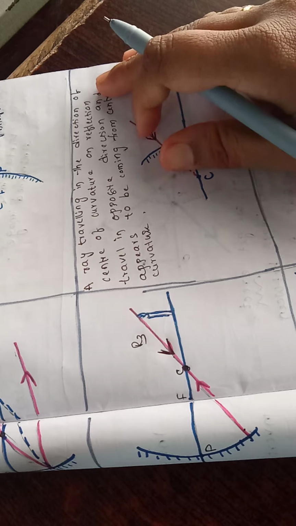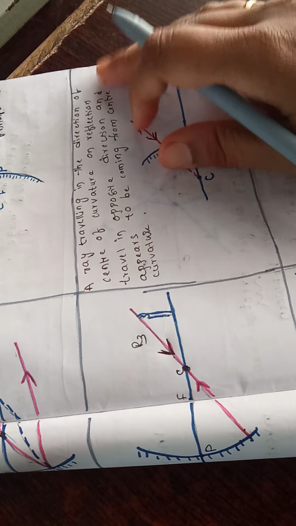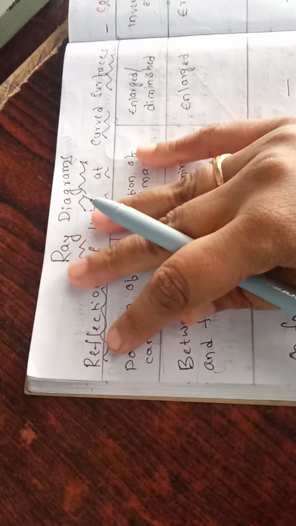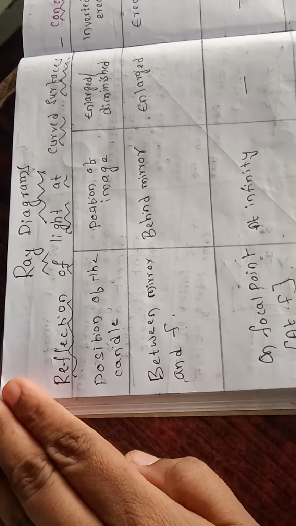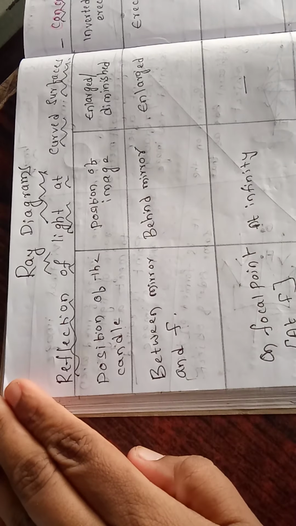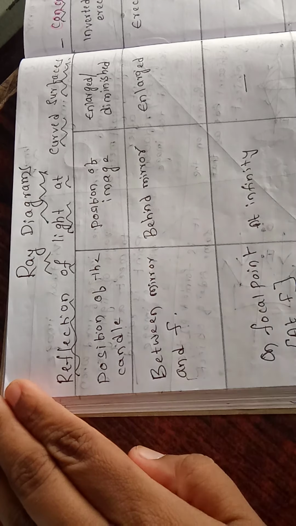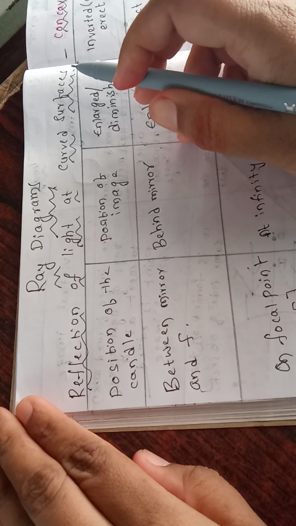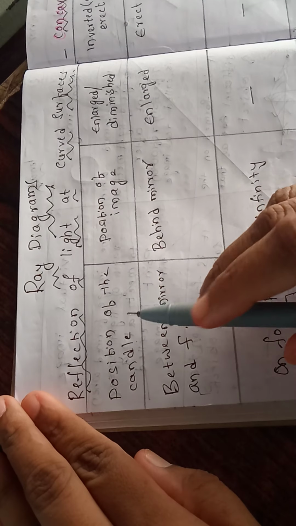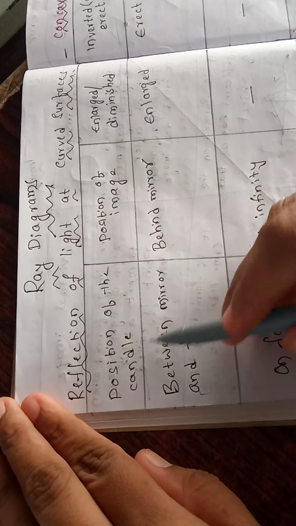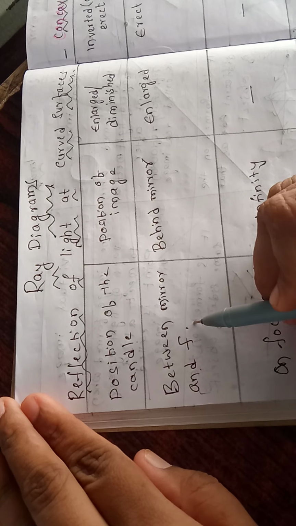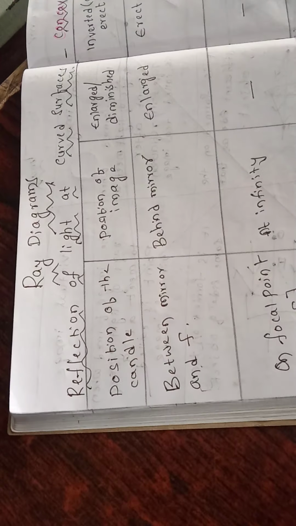Next, let us discuss the characteristics of the image. Here we are discussing 6 points for reflection of light at curved surfaces. First, how is the image formed when the candle is placed between the mirror and the focus, or principal focus?